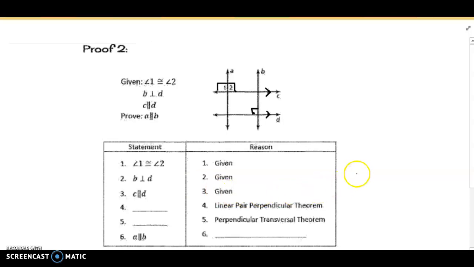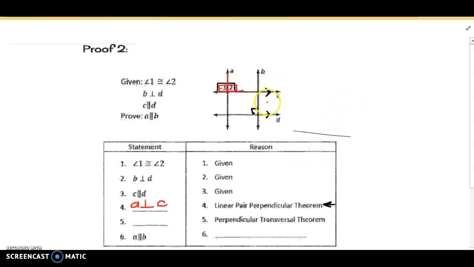The linear pair perpendicular theorem tells us that if two angles are both a linear pair and congruent, in this case angles 1 and 2, then these two lines have to be perpendicular. So this would be A is perpendicular to line C. These have to be 90-degree angles. If these are 90-degree angles, this is perpendicular here.